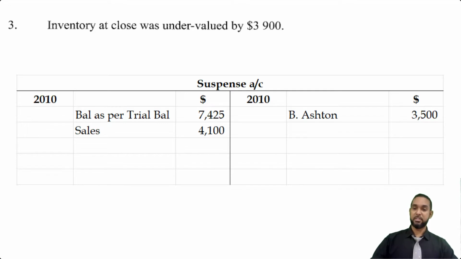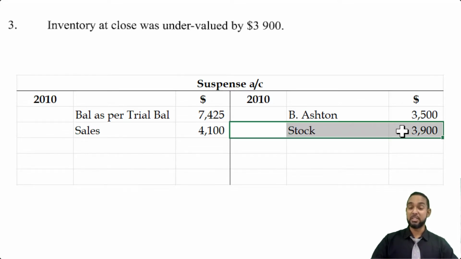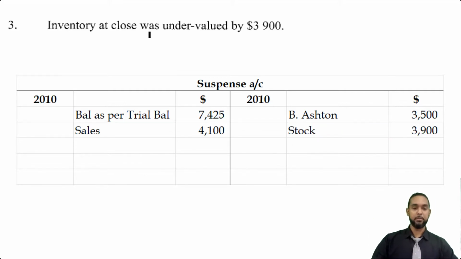So we are going to credit the suspense account for $3,900 and say that stock is the other account affected. Again, this is not a credit to stock. This is a credit to the suspense account, and stock is the details, the other account affected by the transaction. Okay, there's one more error to fix.